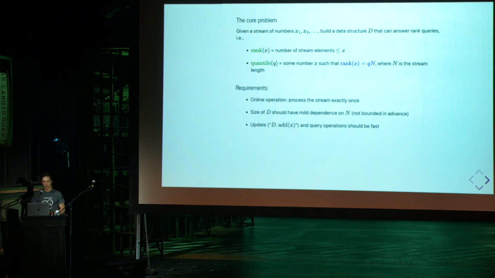There are some requirements you might ask for this data structure to satisfy. One is that it should operate online, meaning that it processes the stream exactly once. Another is that the size of the data structure should have a mild dependence on the stream length, which, by the way, is not known or bounded in advance. So we certainly don't want to store the whole stream. Ideally, we have logarithmic, or maybe even smaller, dependence on the stream length.